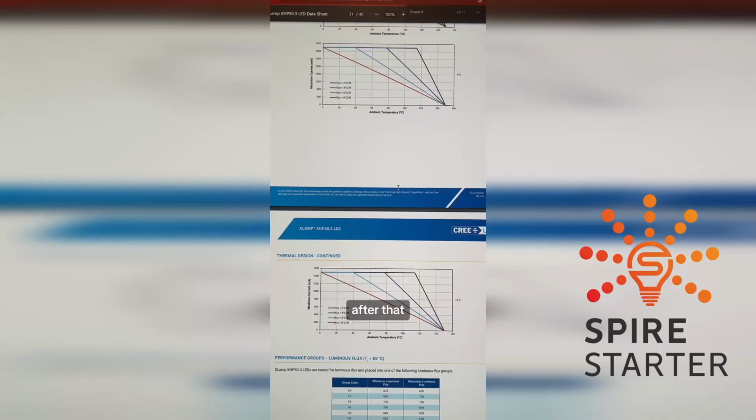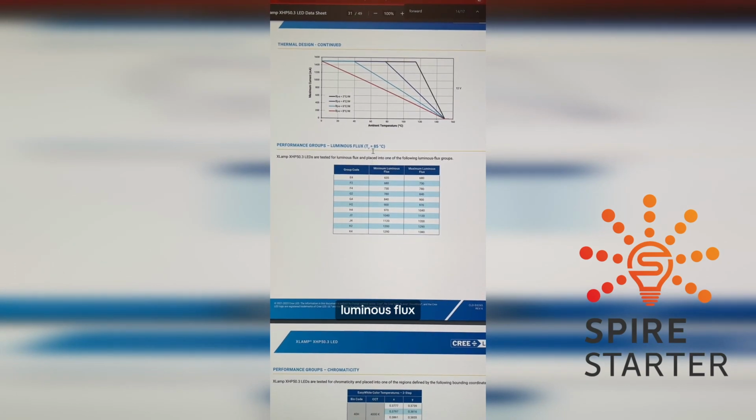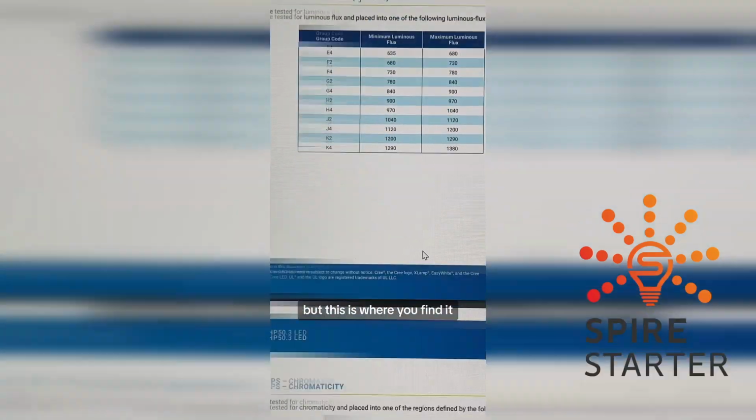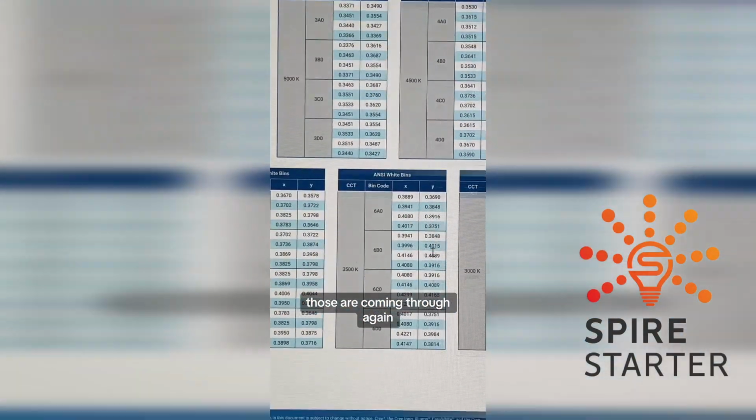And as that temperature increases, the maximum current that you can shoot through that thing decreases, assuming you don't want the LED to die. After that, we get back to luminous flux performance groups. These are the flux bins. And I talked about this in an earlier video, so I won't do that again, but this is where you find it. And also the chromaticity bins. Those are coming through again.